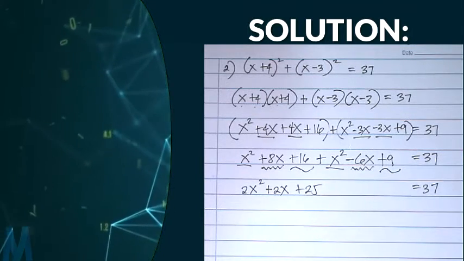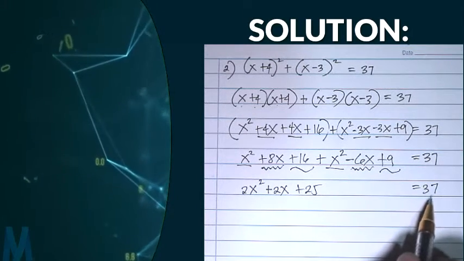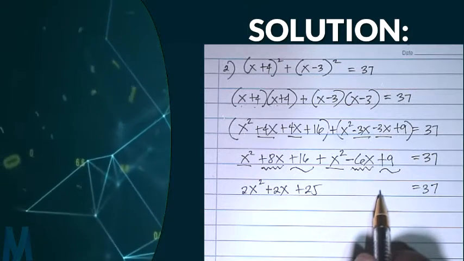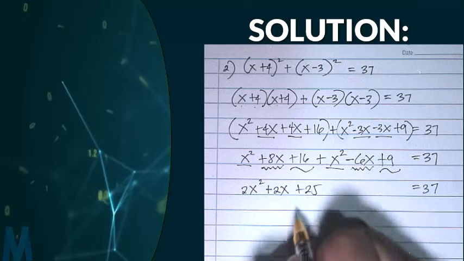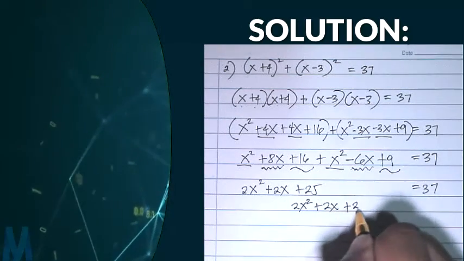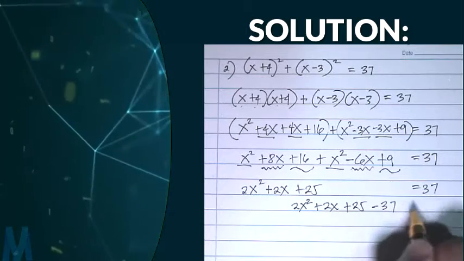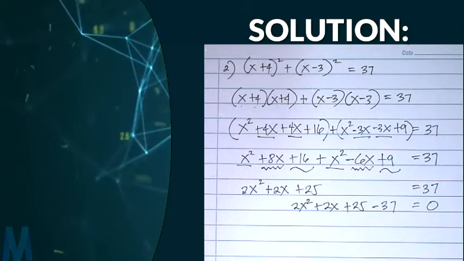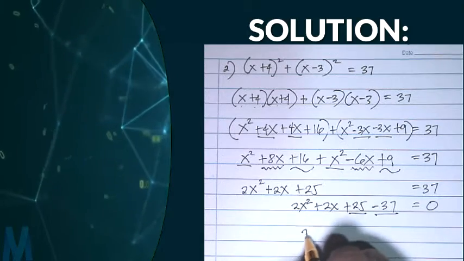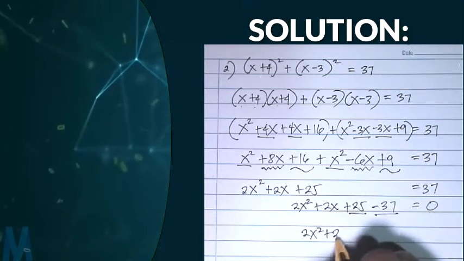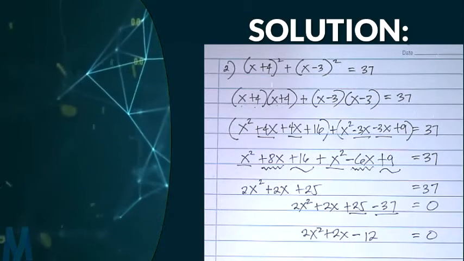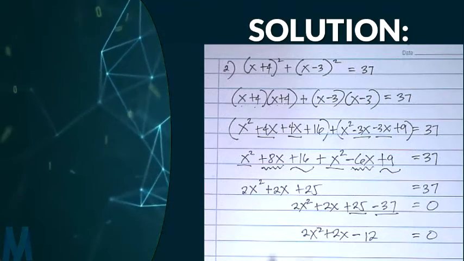So, remember that in standard form, the right side should be 0. So, we transfer 37 to the left side. So, this will become negative. So, you have 2x squared plus 2x plus 25 minus 37 is equal to 0. Combine similar terms. So, you have 2x squared plus 2x minus 12 is equal to 0. Okay? Standard form.